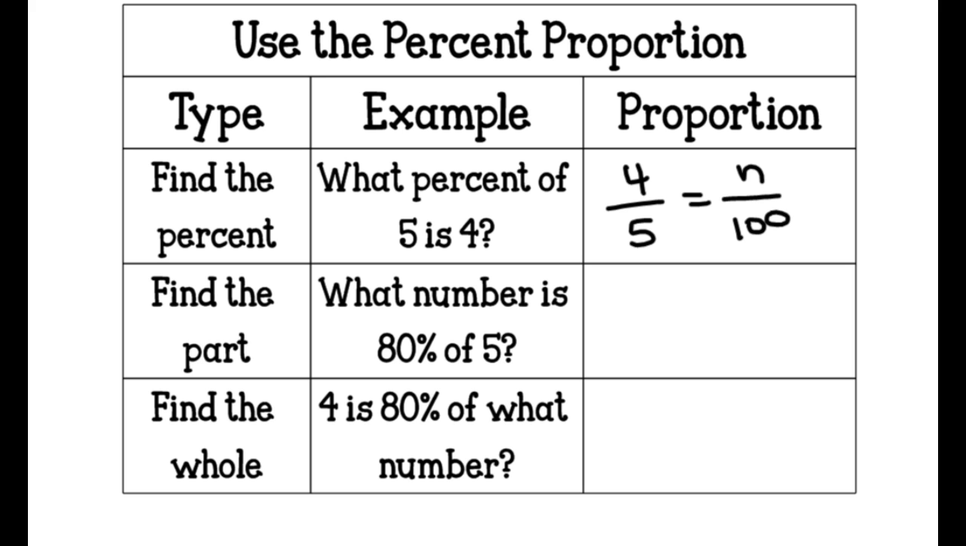So find the part. What number is 80% of 5? So it's saying what's 80% of 5? They're telling us that 5 is the whole and we're finding 80% of it, which is a part of it. So we need to find the part, but we're given the whole. We're given the percent, so we write it as a fraction.